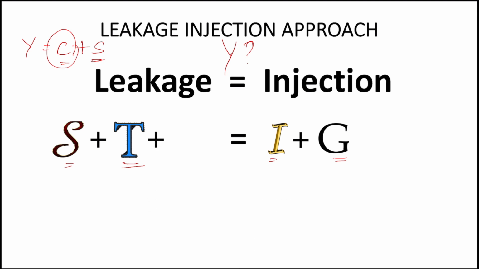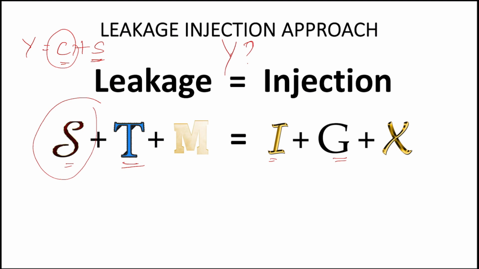And then for the complete sector, S plus T plus M equals to I plus T plus X. So where is the Y? Y is here. Okay, that's why I prefer you put leakage on the left hand side, because then you don't have to change the value of Y to the right and to the left, because that will increase your mistakes. So we use S plus T plus M equals to I plus G plus X.